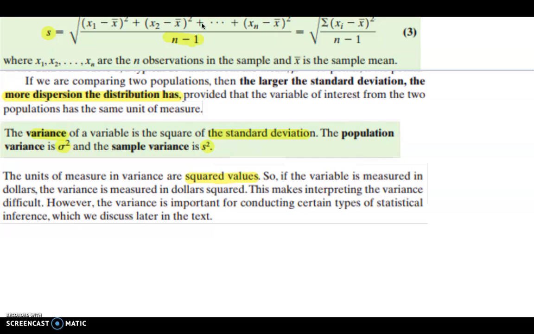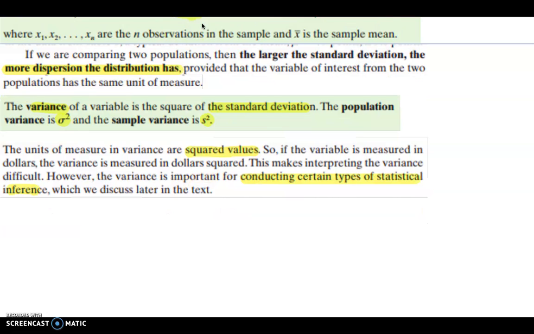But it is important for conducting certain types of statistical inference that we will discuss much later in this class. Just know the relationship between the standard deviation and the variance: the variance is the standard deviation squared, or the standard deviation times itself.